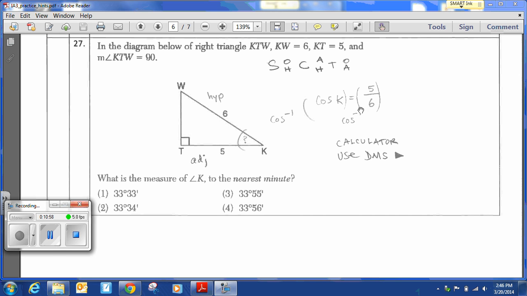Once you set it up, you have cosine of k equals 5 over 6, and you want to use the inverse cosine of both sides. Finally, they want it to the nearest minute, so you have to use the calculator and use DMS.